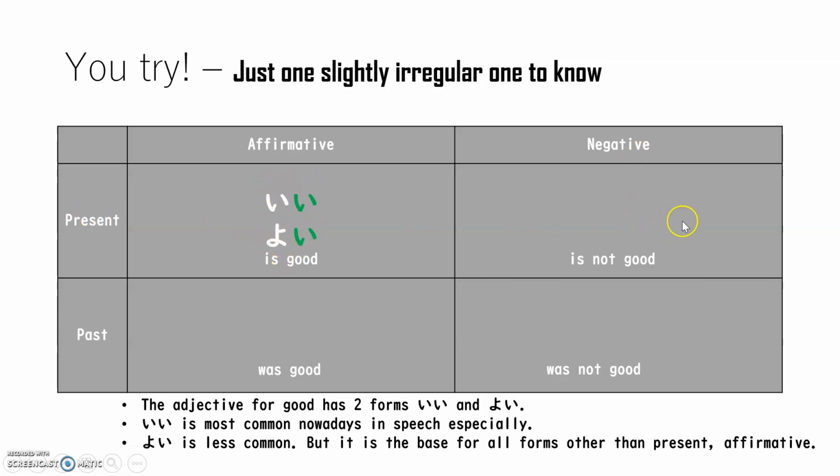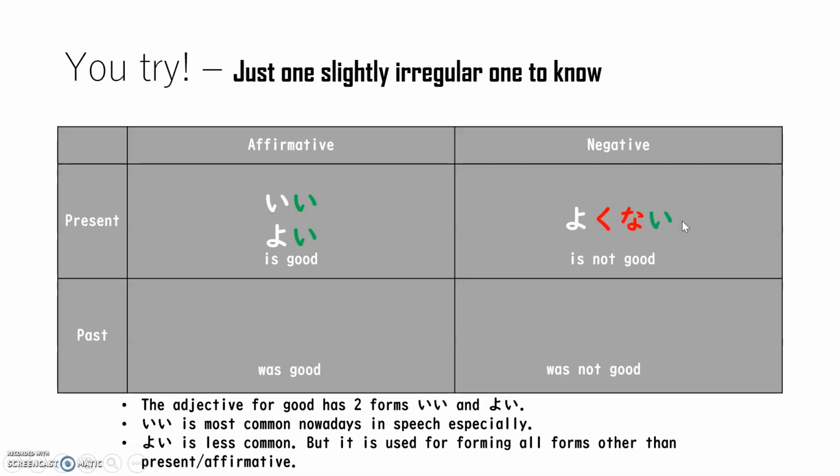For the present negative, we're going to say yokunai. What about for the past affirmative? How would we say was good? Remember, we start here, drop the i and add ta. Yokatta. Was good.